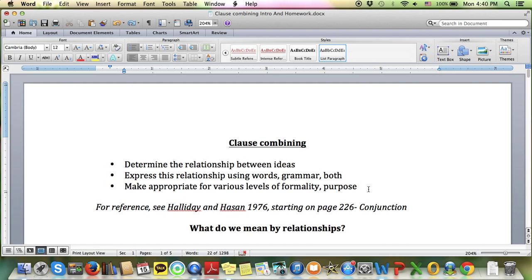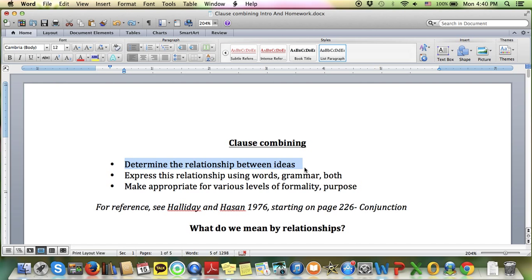Now, if you're wondering about this stuff, you can always check Halliday and Hasan's big book from 1976, page 226. They have a whole section on conjunction of ideas. If you decide to do that, good luck. Linguists actually hate reading that book because it's so difficult. That's why I'm trying to show it here and make it a little bit easier. Okay, now I know that doesn't make sense yet, so let's break this into pieces.